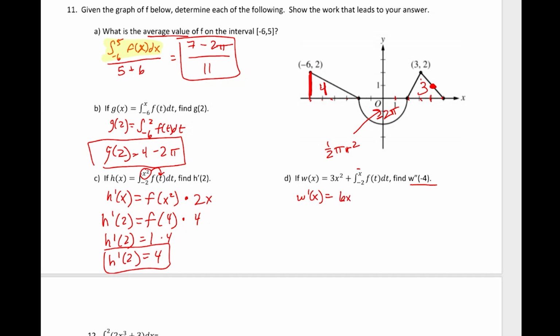And then finding the derivative of this piece is going to require us to take that x, that upper bound, and plug it into t. And we would multiply by the derivative of that upper bound, but the derivative of x is 1, so we're just not going to worry about that too much. So plus f of x. Okay, so that's w prime, but now we want w double prime of negative 4.